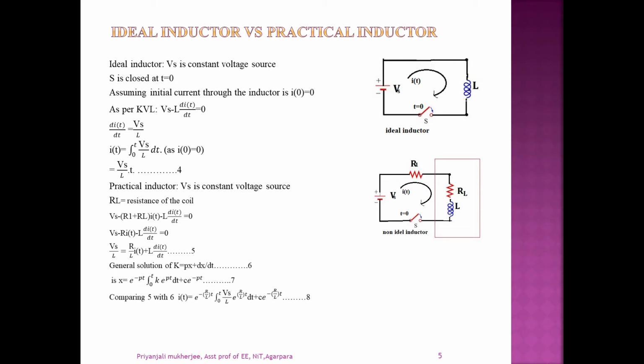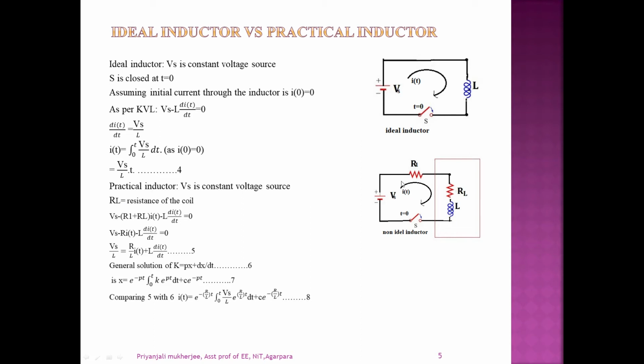So, here the relation of i becomes the integral of Vs by L dt, because the term I0 becomes 0. It is equal to Vs by L into t, because after this integration it becomes Vs by L into t.